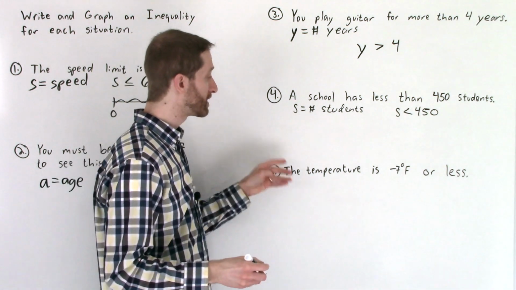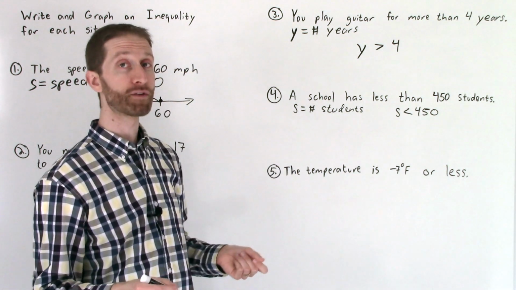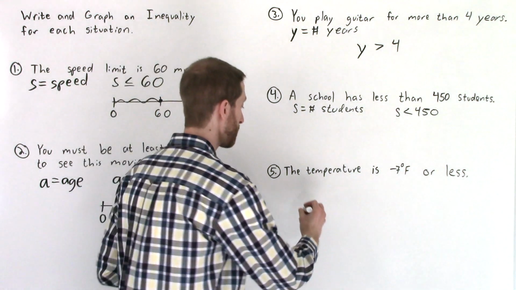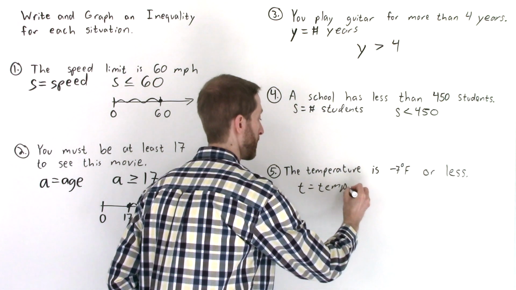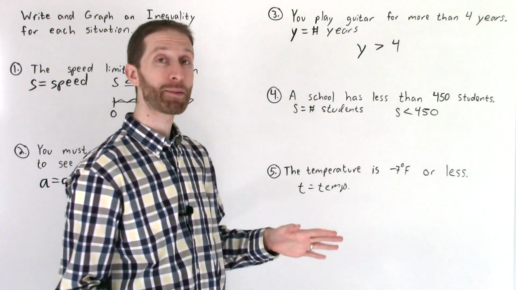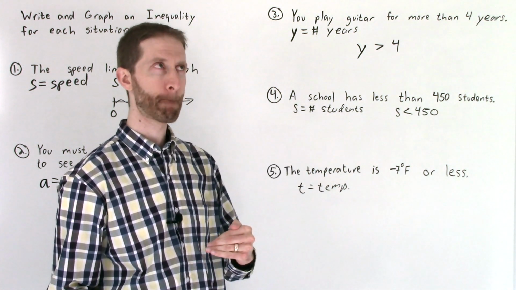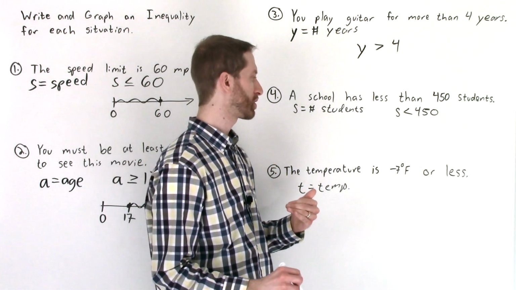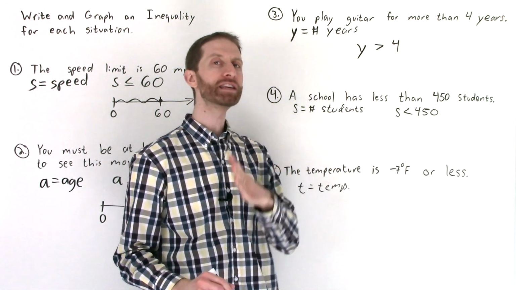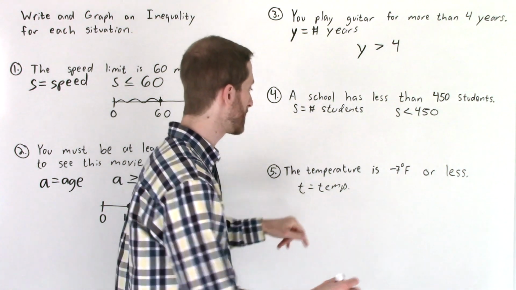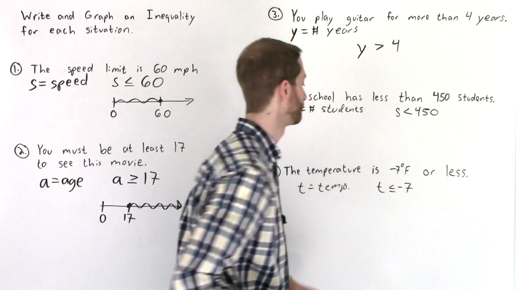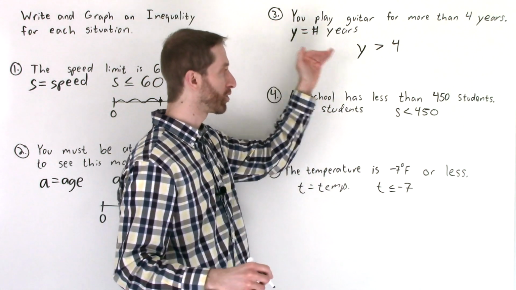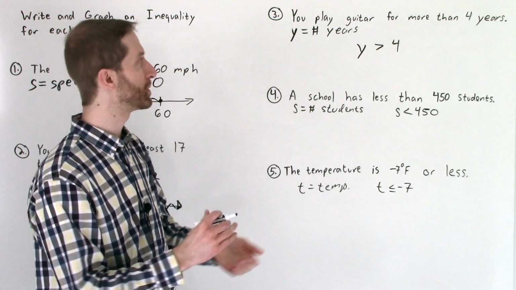Number 5, the temperature is -7 degrees Fahrenheit or less. So we're doing temperature, so I'll do T equals temperature. I'll just write down temp. Then we're saying that that temperature is -7 or less. That would be like saying the temperature is less than or equal to -7. So t is less than or equal to -7. All right, so we're going to go back and graph each one of these, and then we'll be done.